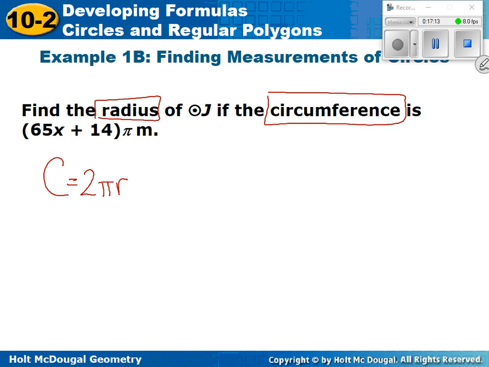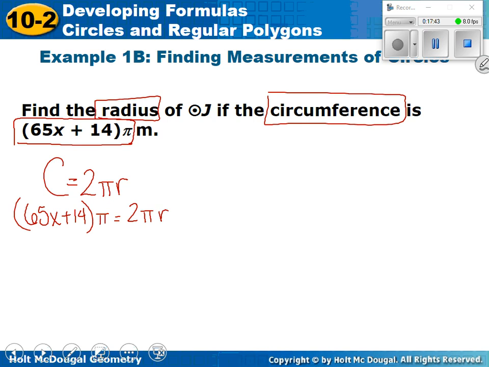Okay, what do they give us? Circumference. Be very careful. Where a lot of students make a mistake is they forget and they don't see this little pi right here. Make sure you include the pi when you plug it into your circumference. So this is 65x plus 14 pi equals 2 pi r. And what are we trying to solve for? The radius. So what do you think we should do to start trying to get r by itself?